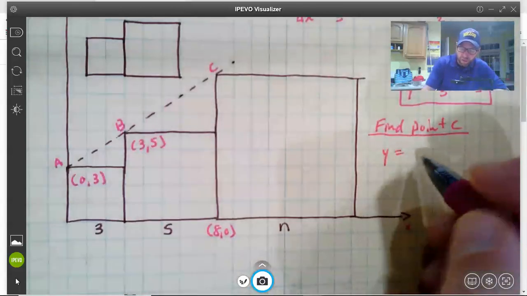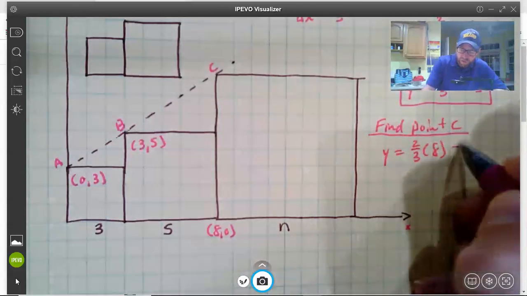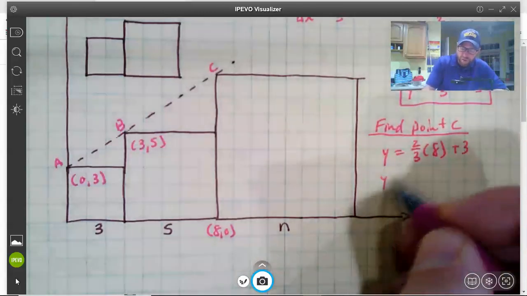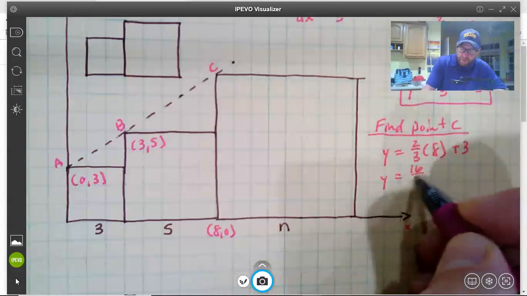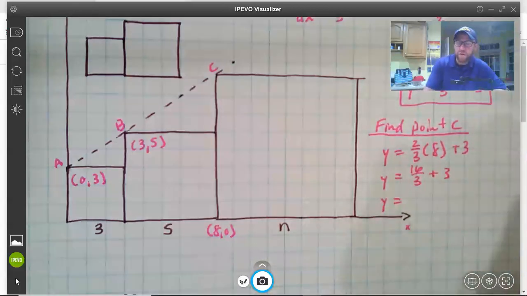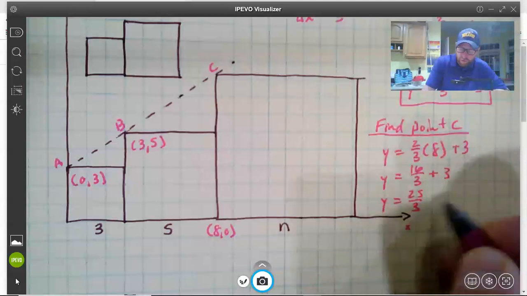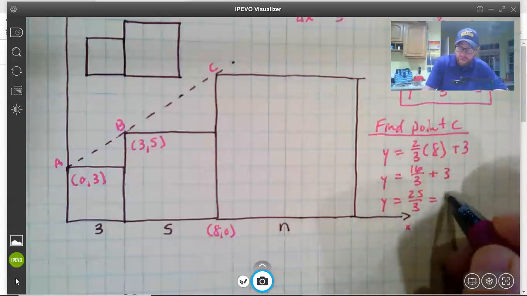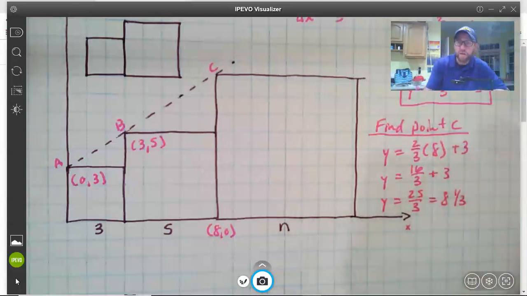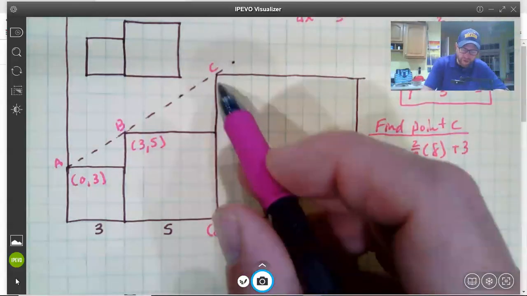So y equals 2/3 times 8 plus 3. That's going to be 16/3 plus 3. Let's see. 3 is 9/3 plus an additional 16/3 is 25/3, which is 8 1/3. Let's just check. 1, 2, 3, 4, 5, 6, 7, 8, and a little bit more.